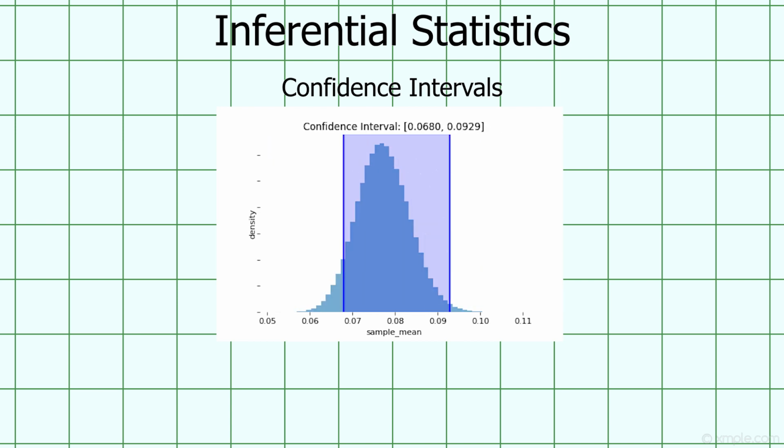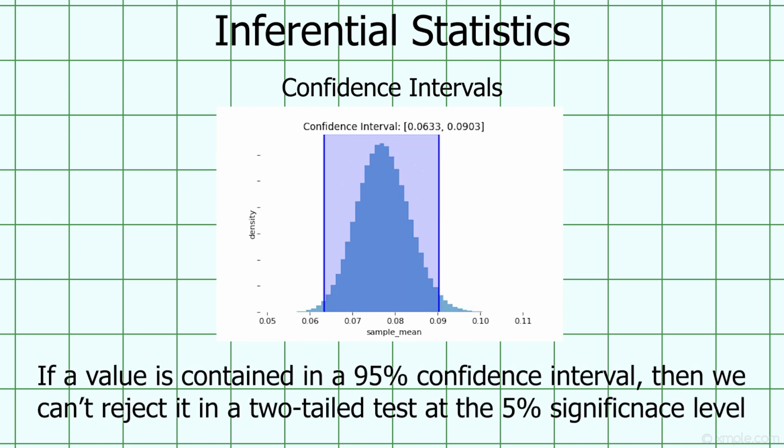Confidence intervals and hypothesis testing are also closely related. If a 95% confidence interval contains a certain value, then a two-tailed test will also fail to reject that value at the 5% significance level. This works for other significance levels too. If a value isn't within a 99% confidence interval, it can be rejected at the 1% significance level.